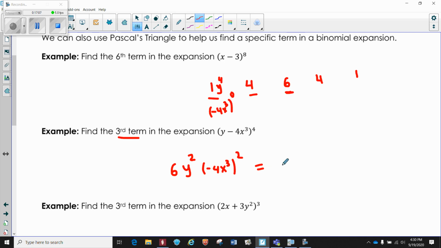Okay, so 6y squared. I'm just going to work this here step by step. Okay, so times negative 4 squared. So I'm going to square the negative 4. Negative 4 complete square is becoming 16. And then x cubed squared is x to the 6th. Okay, now you multiply the numbers. So 6 times 16 is 96. And then you have y squared.